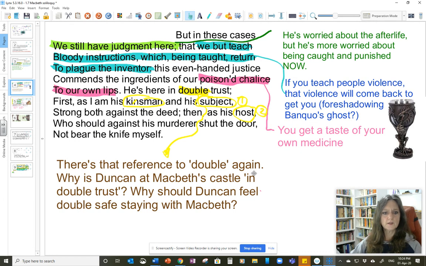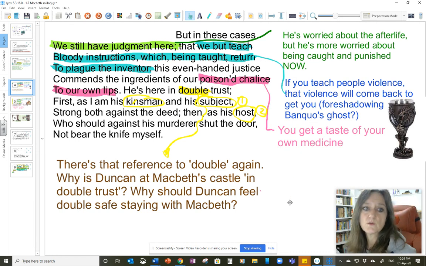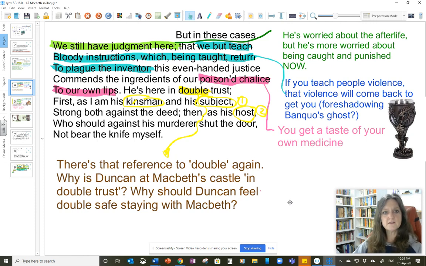Okay, so looking at the next section of this soliloquy, this is what Macbeth says. Macbeth says, but in these cases, so what he means by these cases is where you commit a murder on earth, we still have judgment here. That we but teach bloody instructions, which, being taught, return to plague the inventor. This even-handed justice commends the ingredients of our poisoned chalice to our own lips. He's here in double trust. First, as I am his kinsman and his subject, strong both against the deed, then as his host, who should, against his murderer, shut the door, not bear the knife myself.